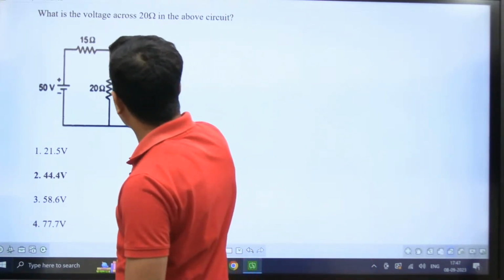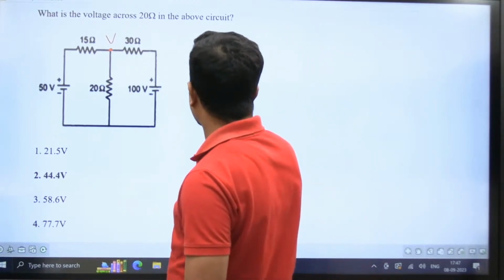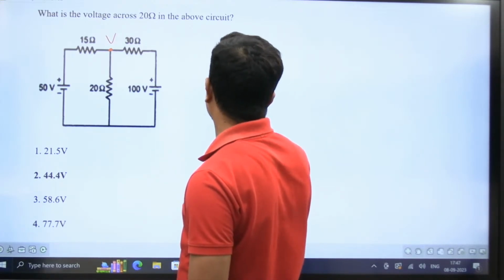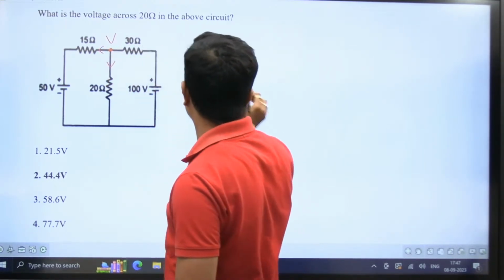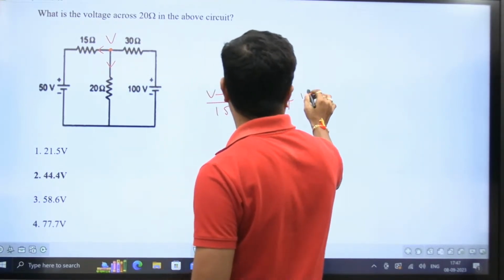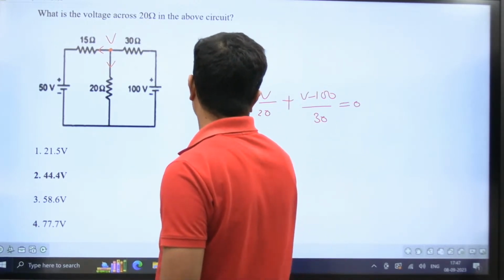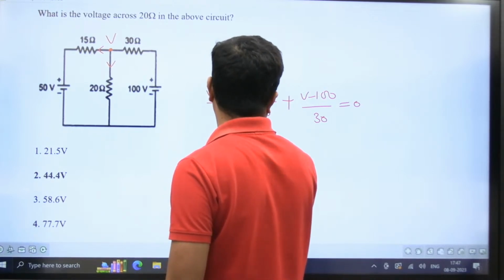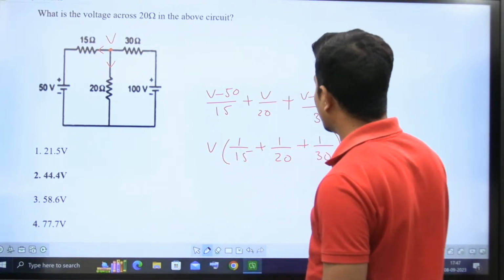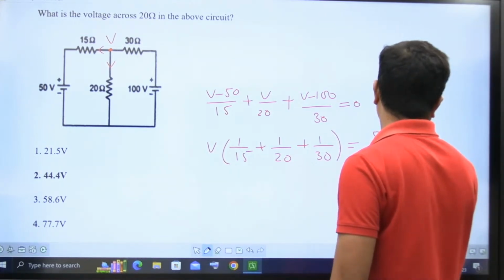So he's asking the voltage here. Very simple. I apply KCL. So V, see, V minus 50 by 15 is the current. This current plus V by 20 plus V minus 100 by 30 is equal to 0. So V into 1 by 15 plus 1 by 20 plus 1 by 30 is equal to 50 by 15 plus 100 by 30.